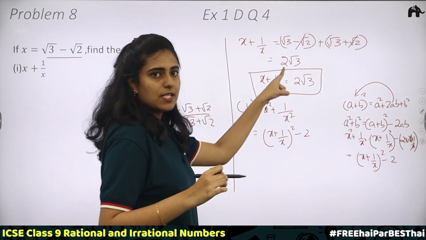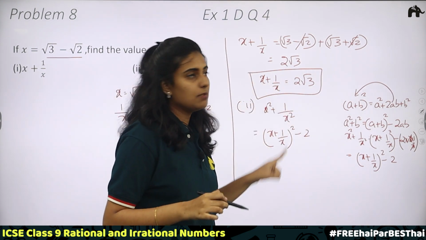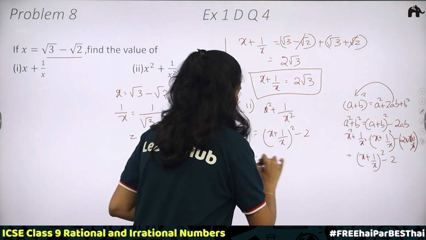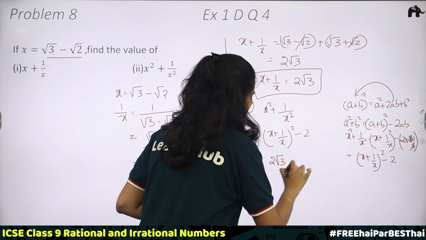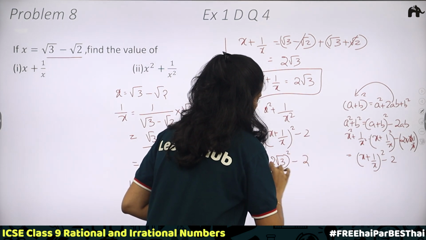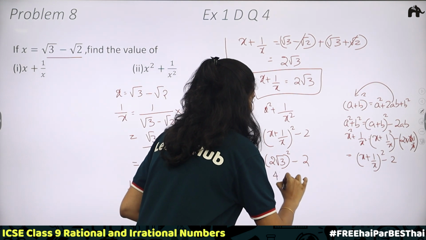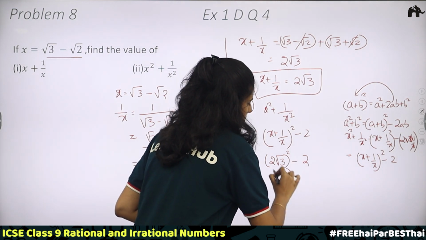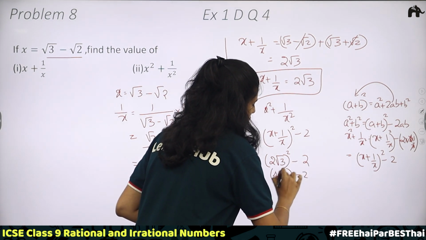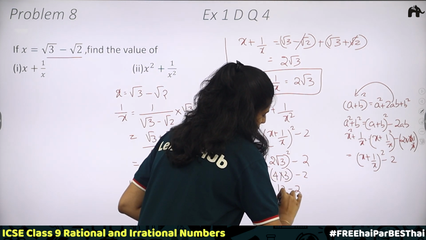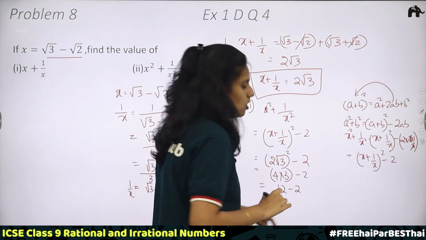We know what is x plus 1 by x. So, first part we have determined what is x plus 1 by x, which is equal to 2 root 3. Okay, this becomes 2 root 3 whole square minus 2, which is equal to 2 square 4 into root 3 square is 3 minus 2. 4 into 3, you will be getting 12 minus 2, which is equal to 10. So 10 is your final answer.